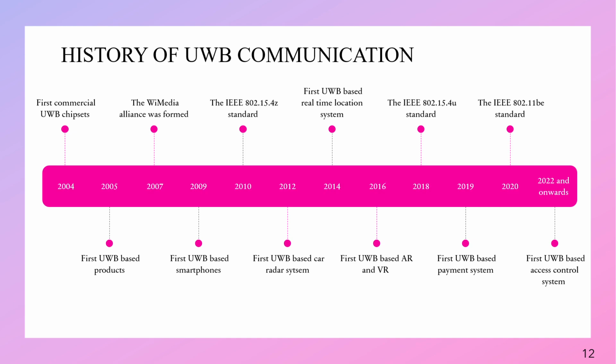2018, the IEEE 802.15.4z standard for high-resolution UWB was published. 2019, the first UWB-based payment systems were released. 2020, the IEEE 802.11be standard for Wi-Fi 7 was published, and 2022, the first UWB-based access control systems were released, and from 2022 onwards, major advances are on their way.